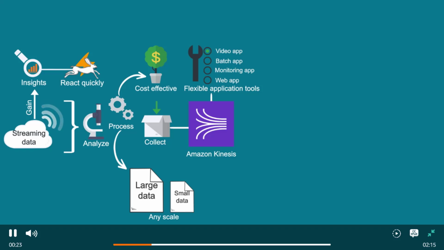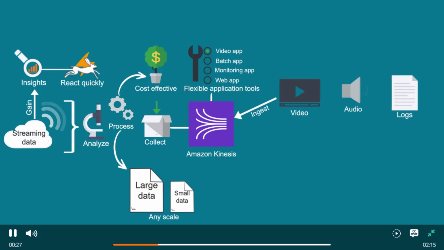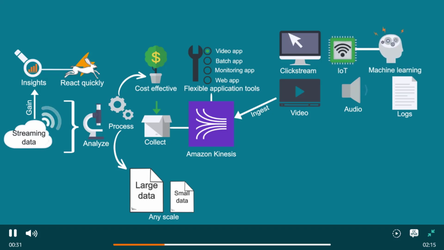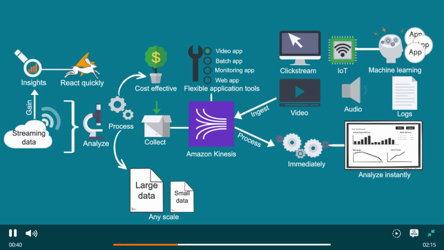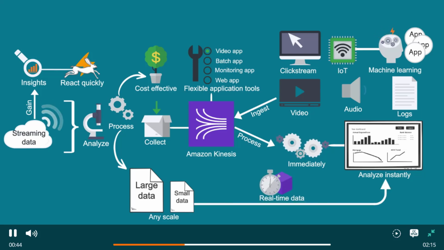With Amazon Kinesis, you can ingest real-time data such as video, audio, application logs, website clickstreams, and IoT telemetry data for machine learning, analytics, and other applications. Amazon Kinesis enables you to process and analyze data as it arrives and respond instantly, instead of having to wait until all your data is collected before the processing can begin.